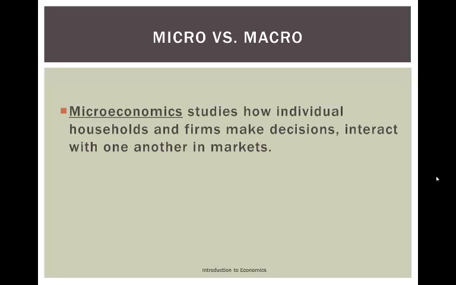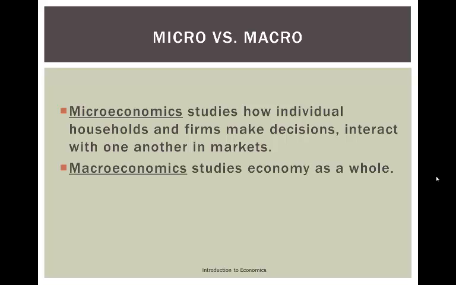Microeconomics will study how individuals, households, and firms make decisions and interact with one another in markets. Macroeconomics will study the economy as a whole. So whenever we concentrate on decisions that affect a particular group of people, particular group of companies, or particular industry, we're talking about a microeconomic issue. When we don't make a separation between groups of people or businesses, then we talk about macroeconomics.